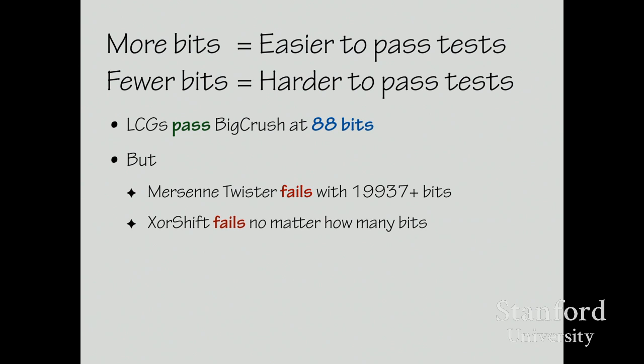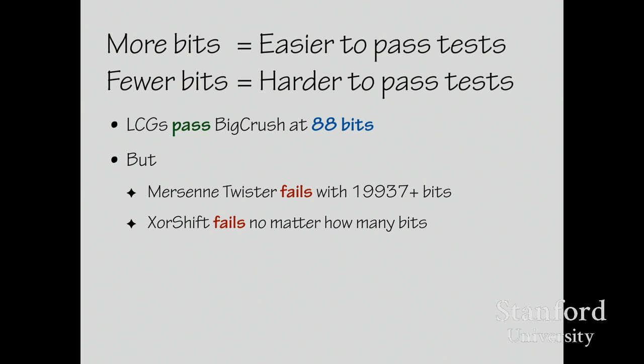But this property isn't true for everything. Sadly, XOR shift fails no matter how many bits you give it. And the Mersenne Twister, despite how huge it was, still fails. That sniff test doesn't care how big you are. It's like, no matter how big you are, no, your linear feedback shift register fails. So that's cool.